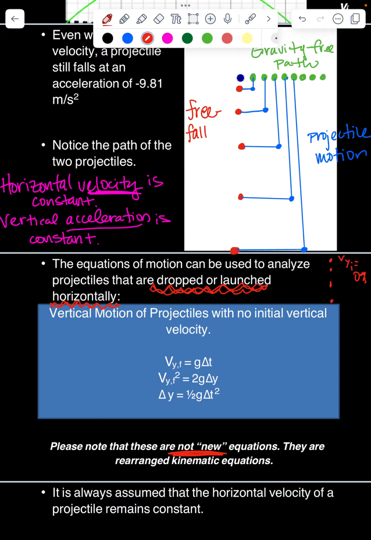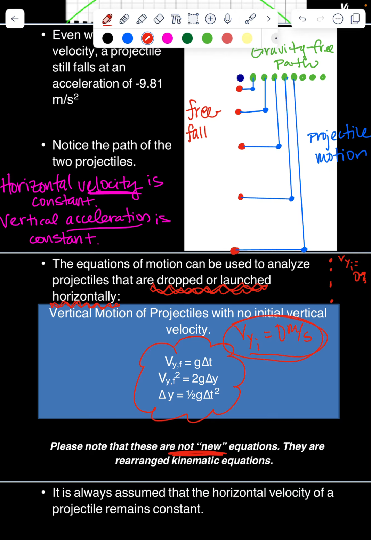Whenever we were dealing with free fall, we said that if we drop something, that initial velocity is 0. It's the same exact thing. We are just specifying it to be vertical. So our vertical initial velocity is going to be 0. If we take out that initial velocity in those equations, because it is 0, we would get these three equations.